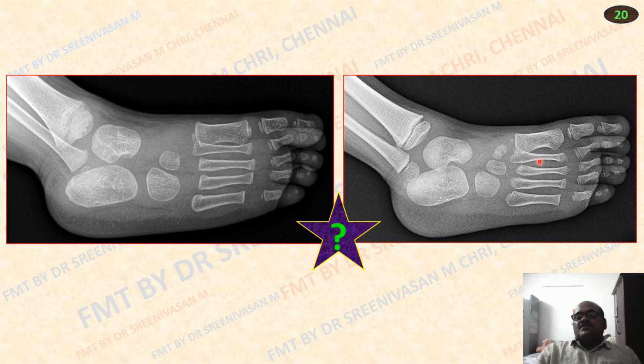But if you are saying 3 to 4 years, navicular has not appeared here. Again we have to confirm with the child's other joint X-rays to properly fix the age range.